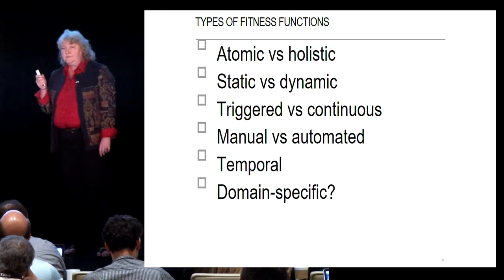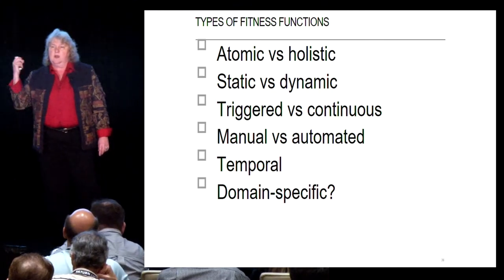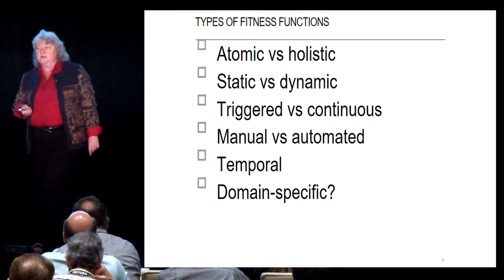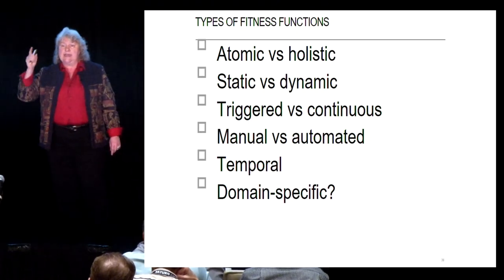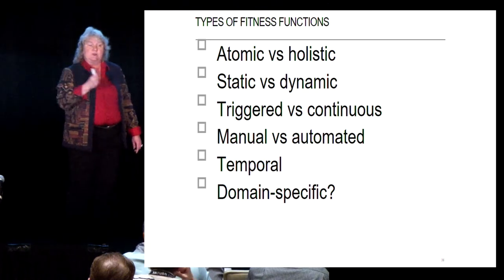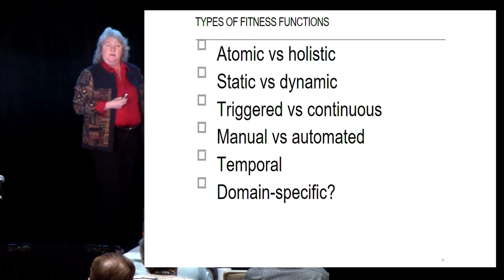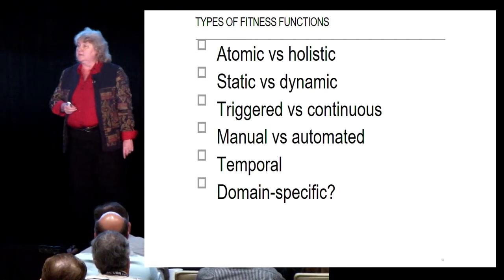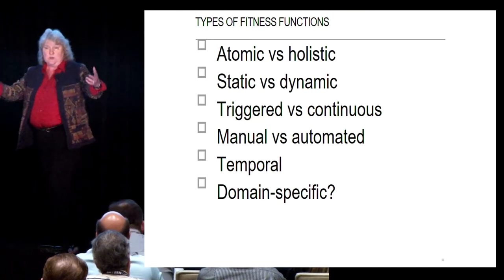Temporal. The value of this fitness function changes over time. For example, you might want to say every project can be no more than 90 days out of date with any of its major frameworks. So a new version of the framework is available. Your build continues to pass for 89 days. And then on the 90th day, the build fails because you haven't upgraded.